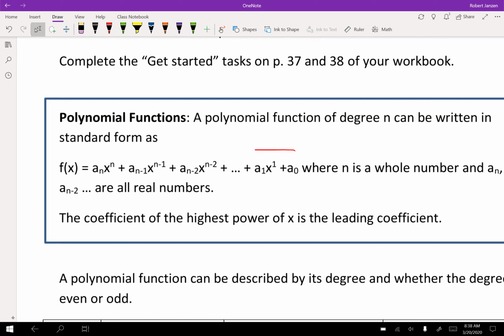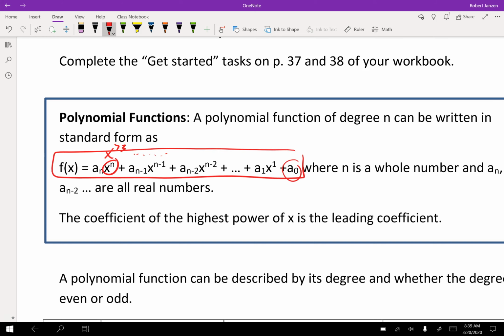There's a crazy formula here. You don't need to know this. This basically just says a polynomial can have any degree. Like here it says x to the n. We could start with x to the 7. We could start with x to the 73. It doesn't matter. If we did, we would have descending powers all the way to a constant. This would be our constant. We can have any power.